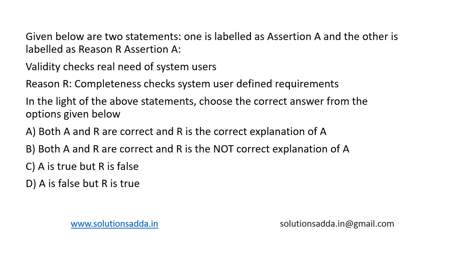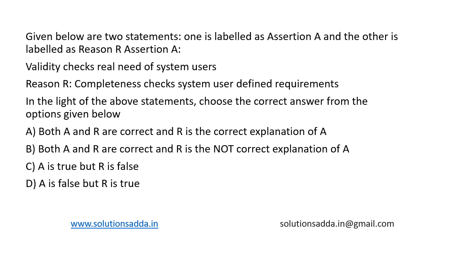This is a question from software engineering. Given below are two statements. One is labeled as assertion A and the other is labeled as reason R. And the assertion is: validity checks the real need of system users. Reason R: completeness checks system user defined requirements. In the light of the above statements, we are asked to choose which is the correct option given.